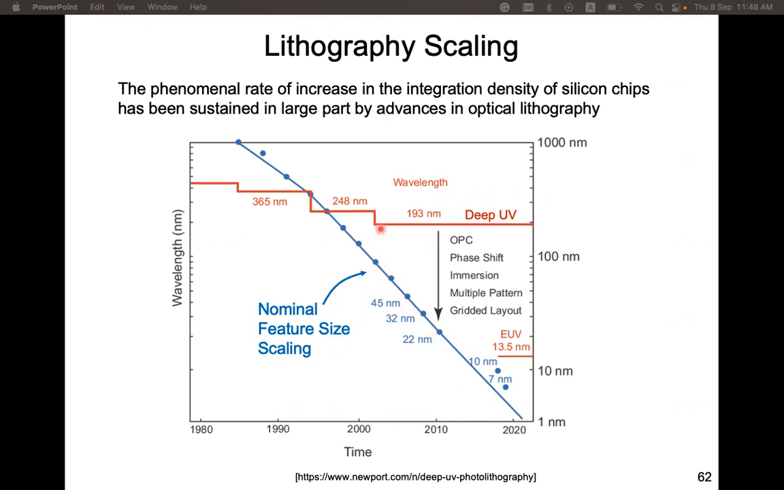And this is light source. You see, the light source doesn't go down as fast as the nominal feature size, but people can still manage to advance in the transistor size because of some very sophisticated and smart techniques.